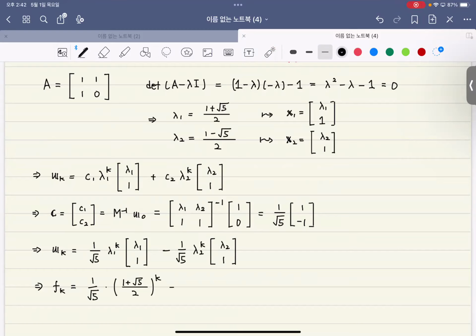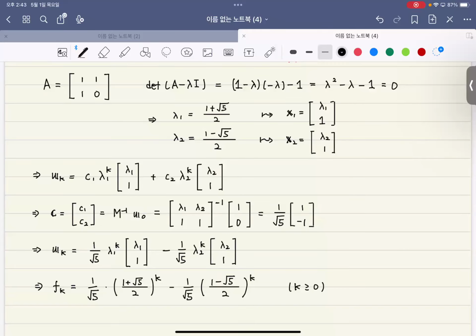raised to the k minus... So this is going to be the closed formula for the Fibonacci sequence. Great. So if you have never had this kind of computation before, then maybe this is a nice time to memorize this. But everything is so straightforward. There's nothing to memorize. Just understand the diagonalization.